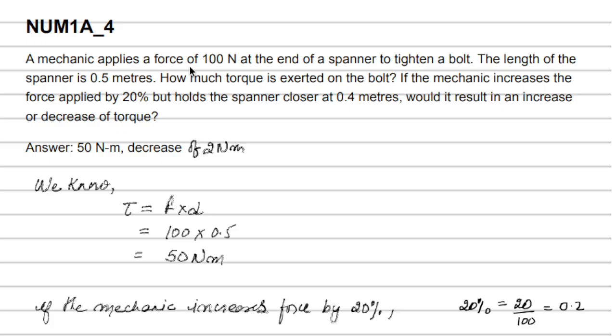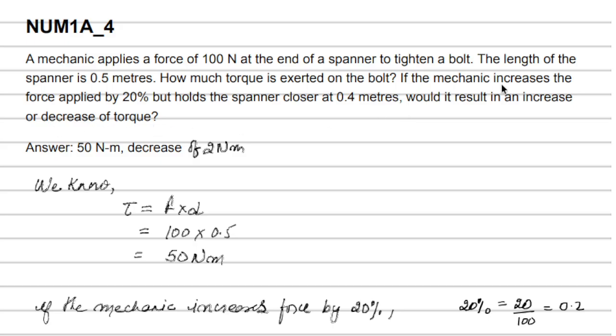A mechanic applies a force of 100 Newton at the end of a spanner to tighten a bolt. The length of the spanner is half a meter. How much torque is exerted on the bolt? So first we need to apply just the formula. If the mechanic increases the force applied by 20% but holds the spanner closer at 0.4 meters, would it result in an increase or decrease of torque?